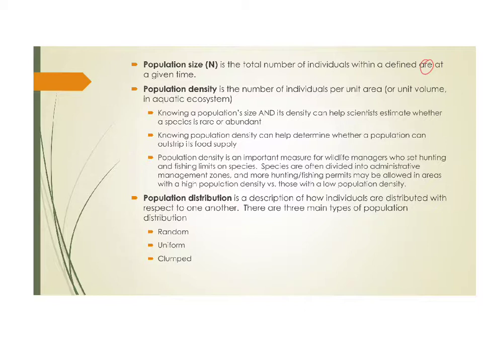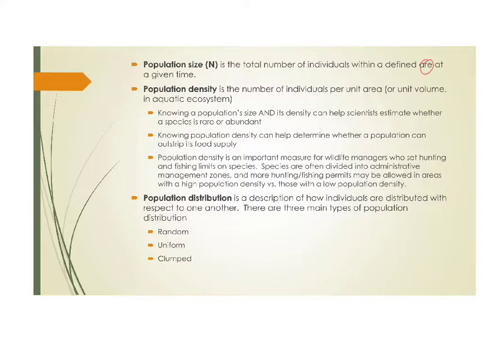Population density is the number of individuals per unit area, or unit volume if it's an aquatic ecosystem. So population size is just the raw number. Population density is that number per unit area. And that can be defined in any way that the researcher wants. It could be per square meter, it could be per hectare, it could be by cubic meters if it's an aquatic ecosystem, but density has to have an area or a volume.